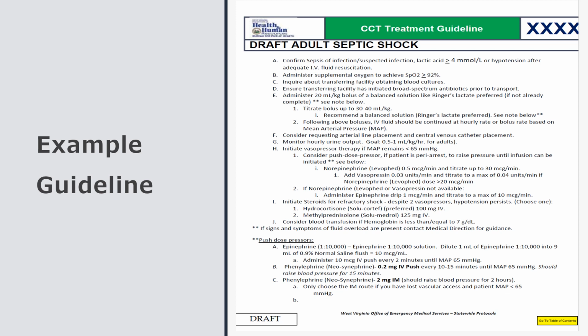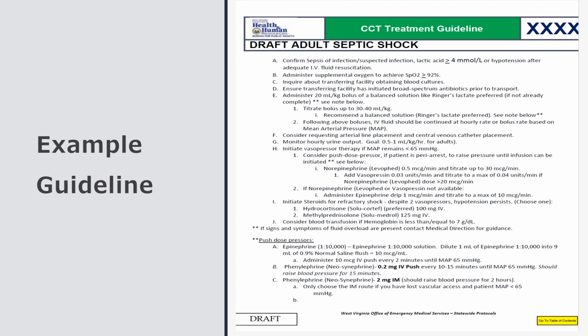Administer a 20 milliliters per kilo bolus of a balanced solution like Ringer's lactate, which is preferred, if not already complete. And see the note below. Titrate boluses up to 30 to 40 milliliters per kilogram. Recommend a balanced solution of Ringer's lactate, which is preferred.